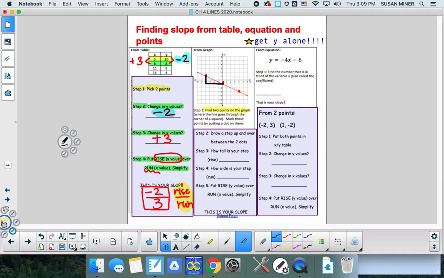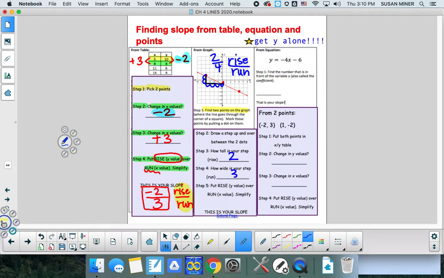Remember, the slope is the change in height and width, or a ratio of height to width. And on a graph, we call that the rise and the run. And the rise here was 2. And the run here was 1, 2, 3, 4. So on this graph, I draw a step up and over between the 2 dots. That was my black line. And then we counted how tall. It was 2. We counted how wide.